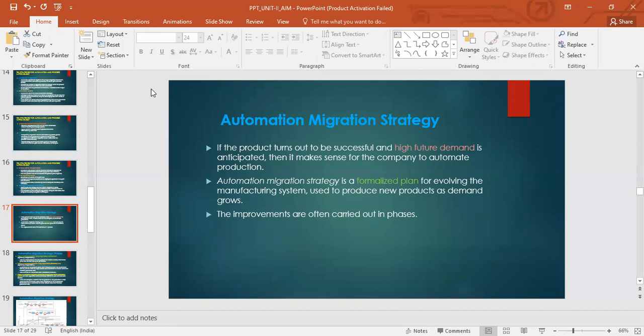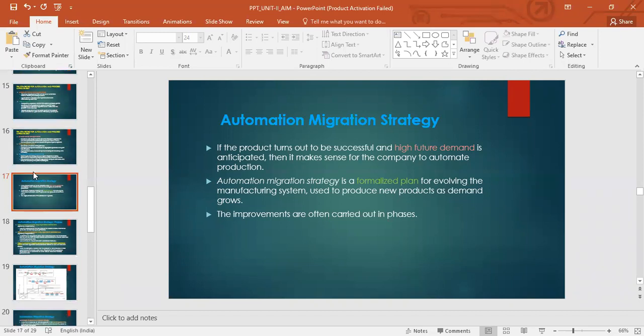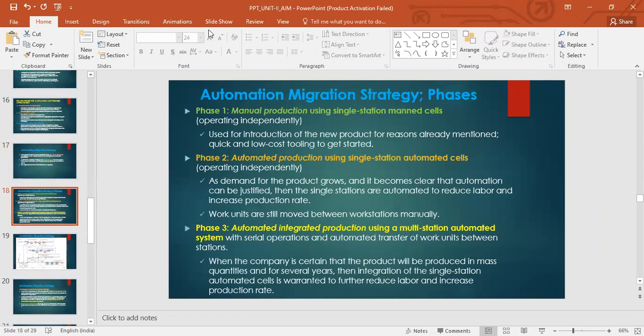So automation migration strategy is a formalized plan, isn't it, for evolving the manufacturing system used to produce new products as demand grows. So the demand is growing, and you now have a formalized plan to change the manufacturing system, right? Evolve it, take it to another level so that you can have more and more production. Improvements are often carried out in phases. We'll see there are phases in the automation migration strategy.